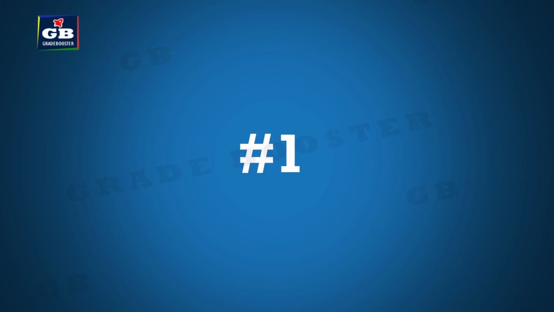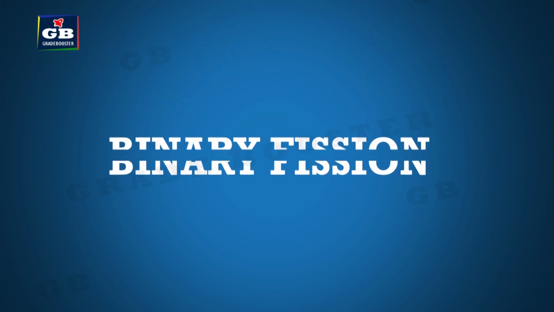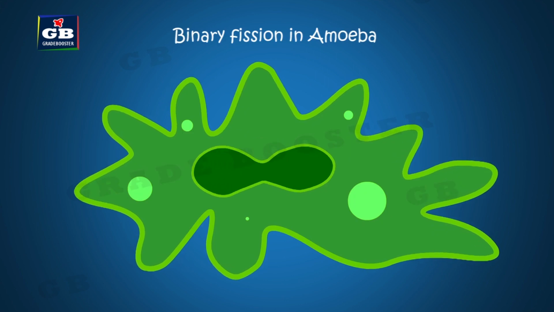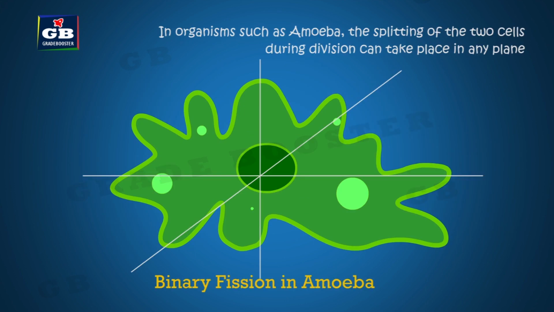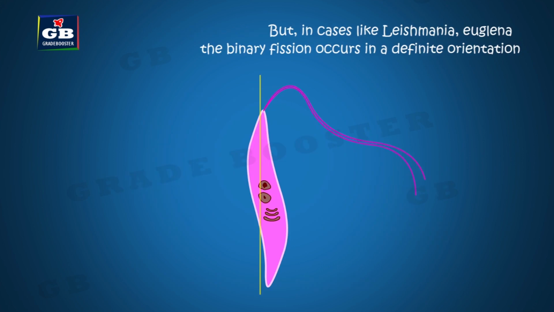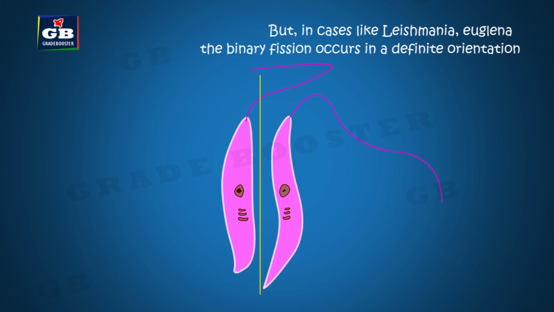The first mode of asexual reproduction is binary fission. Binary fission means splitting into two. Amoeba, a single-celled organism, reproduces by splitting into two. It can split in any direction because it has no specific shape. But organisms like Leishmania split in a specific direction as they have a specific shape.